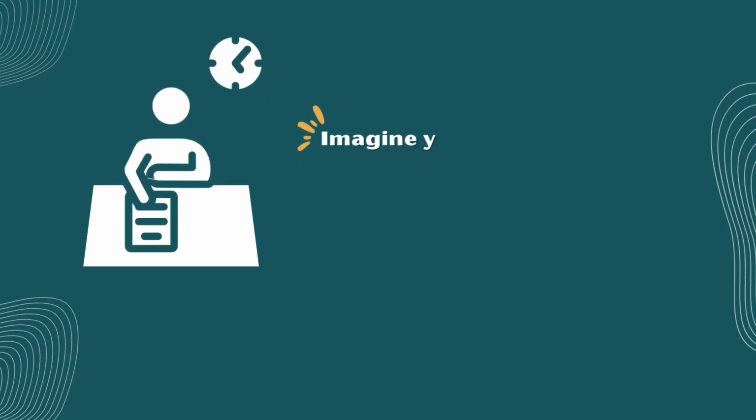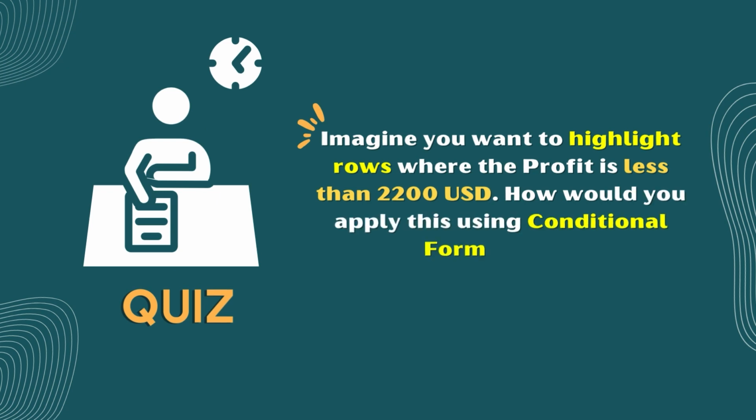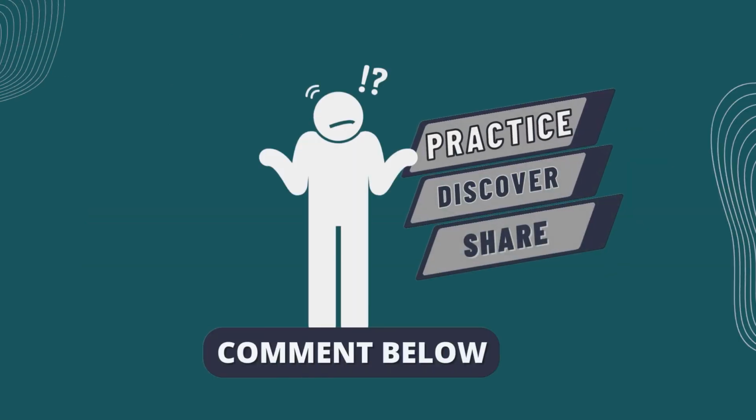Now, time for a quick pop quiz. Imagine you want to highlight rows where the profit is less than $2,200. How would you apply this using conditional formatting? Drop your answer in the comments below.